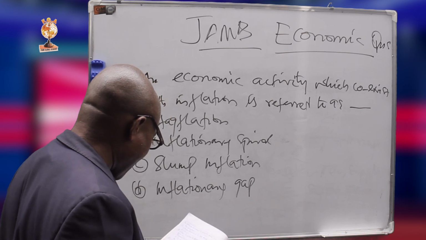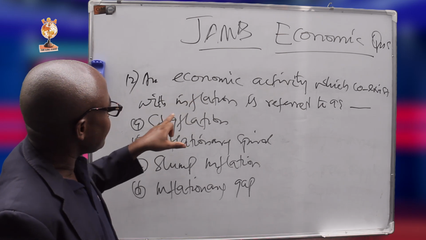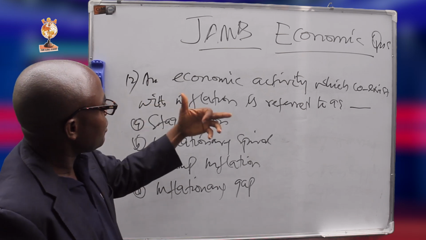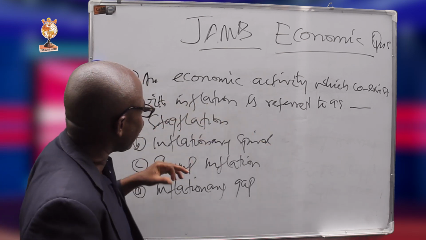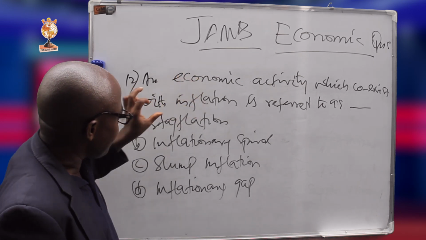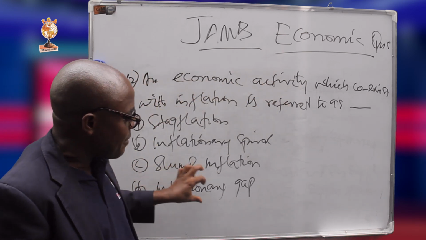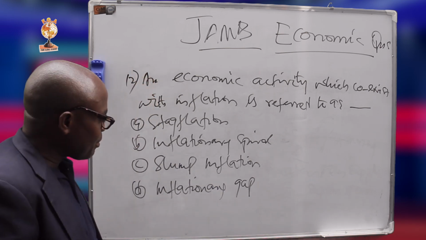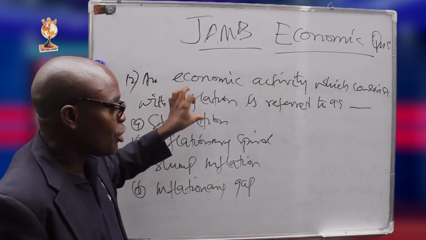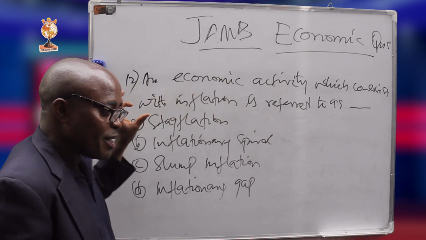Now we have one called inflationary gap. I told you before that this one has to do with more money in circulation. Now, an activity which coincides with inflation is what is asked. The only way that inflation in the economy can be taken care of is when you have what we refer to as the inflationary gap. It is a gap that is more suitable to bridge inflation. By inflation, there is plenty of money in circulation, whereby you have plenty of items to pick.